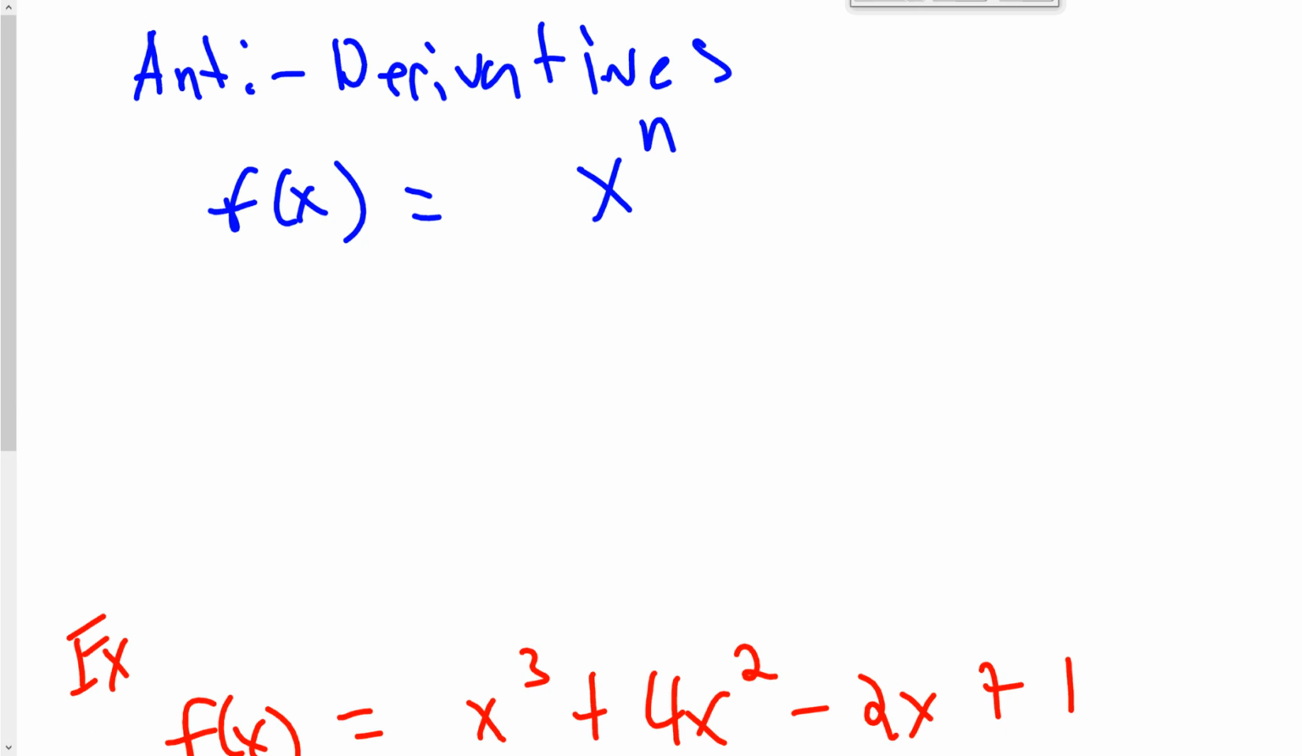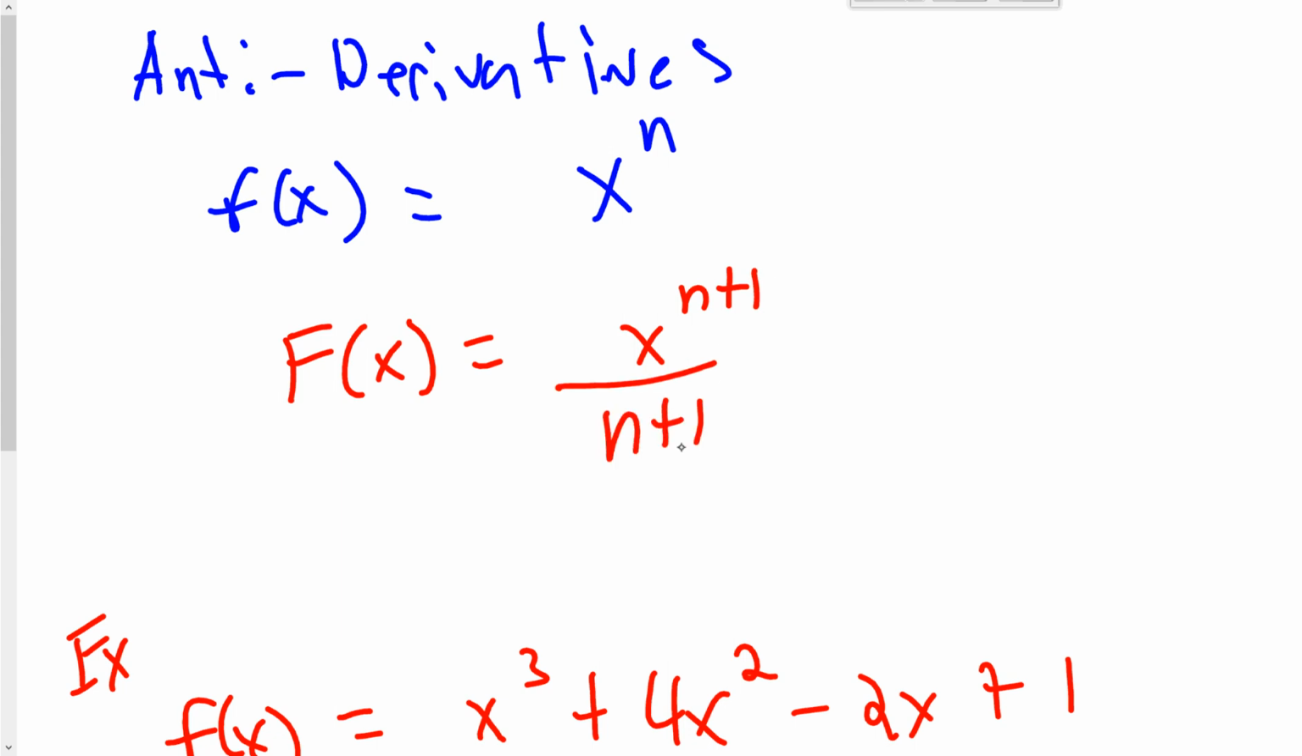So general antiderivatives. Here's our derivative, and we want to find the antiderivative. So we're going back to our original. We're just going to add 1 to that exponent, and then that's what we're going to divide by. And then we just add c at the end. So that's the kind of formula for the antiderivative.